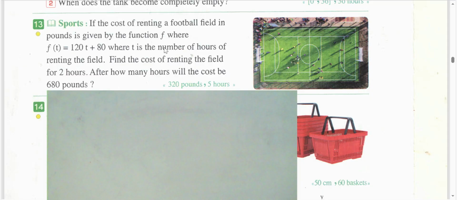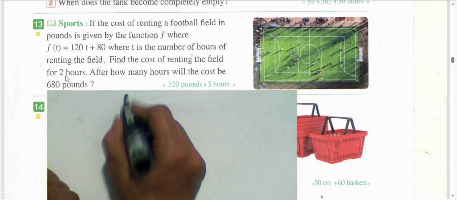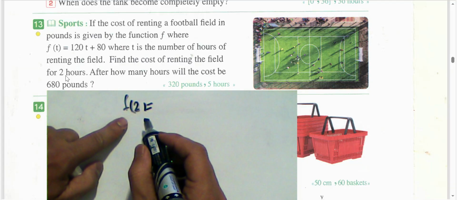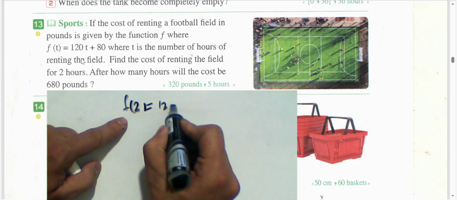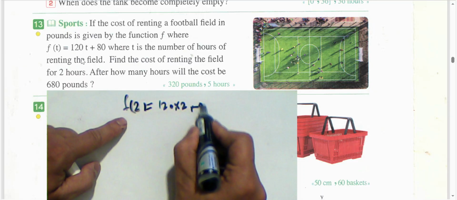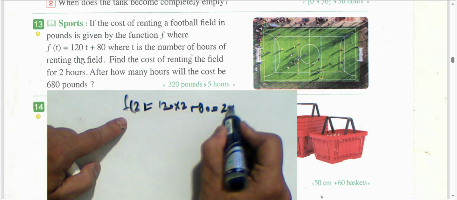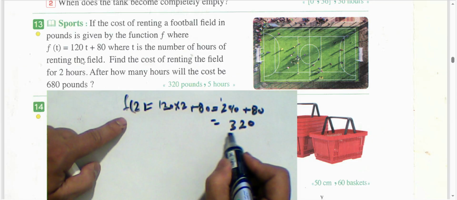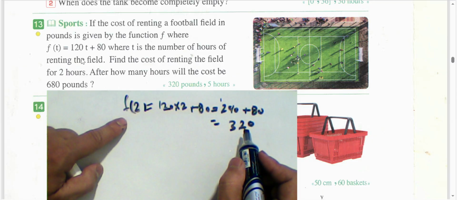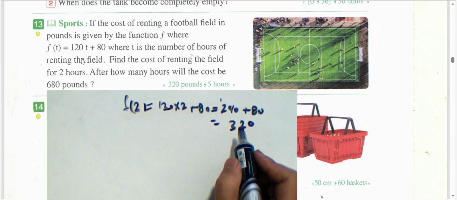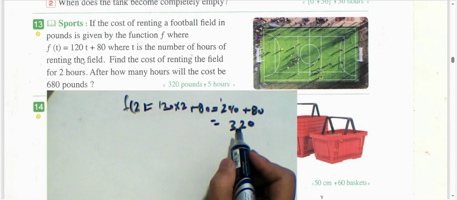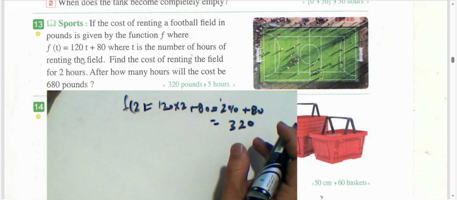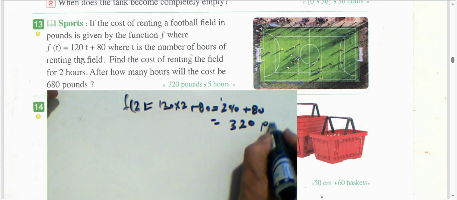He asked about find the cost of renting. First question, we can draw the table and also draw the relation, but he asked for 2 hours. First step, f of t, then we can write t equal 2. F of 2 equal, put here 120 times 2 plus 80. 120 times 2 will be 240 plus 80, right? The result will be 320. Okay, understood? The cost of renting the field for 2 hours will be 320. Okay, the total here will be in pounds.